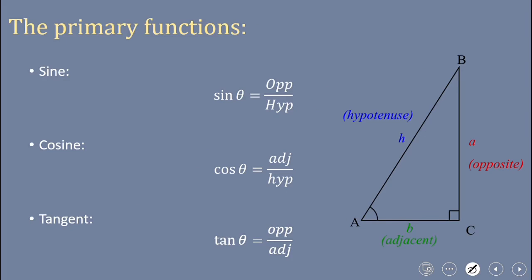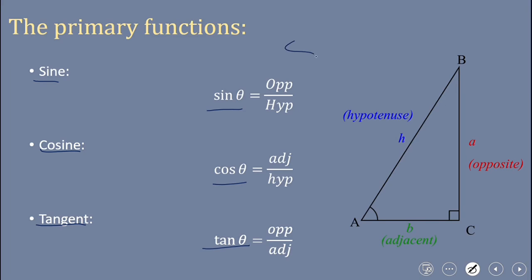So there are 6 trigonometric functions, 3 are primary and the other 3 can be derived from them. The main trigonometric functions are sine, cosine, and tangent. Each function represents a relationship between two sides of a triangle as the following. Sine theta equals the opposite over the hypotenuse, cosine theta equals the adjacent over the hypotenuse, and finally tan theta equals the opposite over the adjacent.